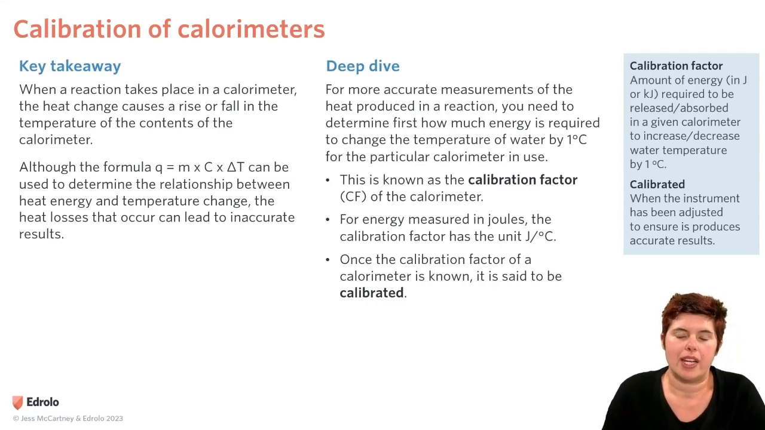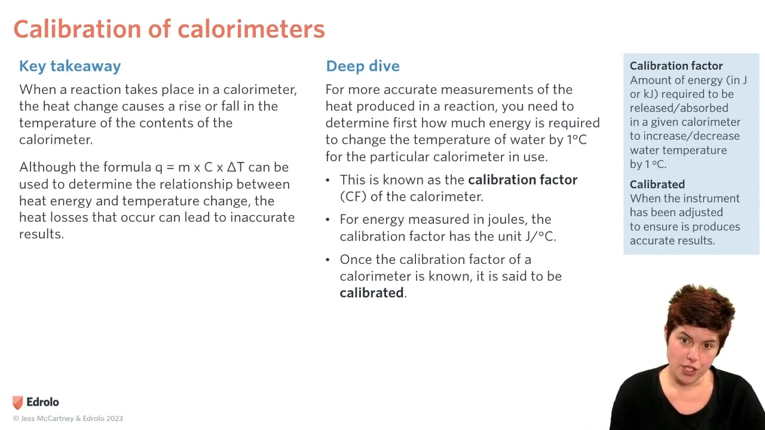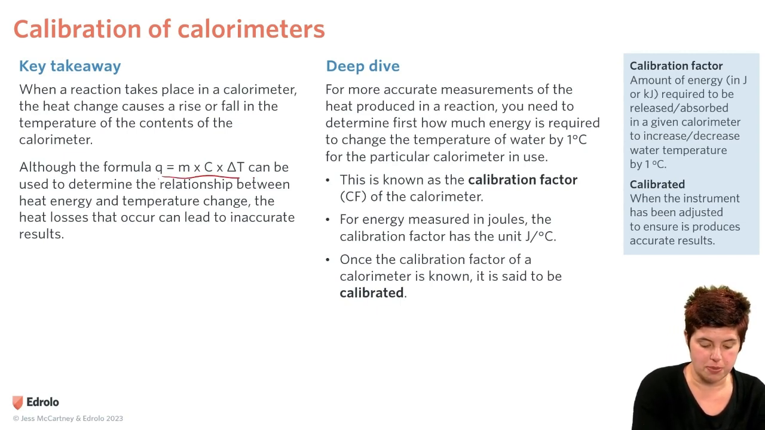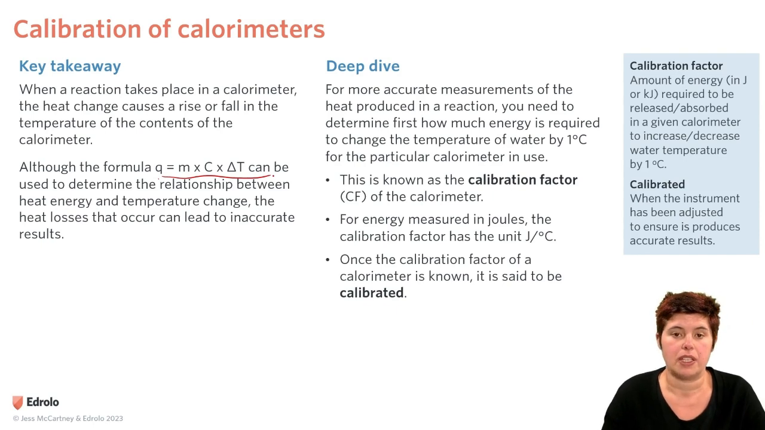When we're looking at an actual calorimeter, we can determine how much heat loss is occurring with that particular piece of equipment. This is really important for us to be able to determine the actual energy release from a fuel or a food. When we're thinking about the heat change, we normally use the formula with the specific heat capacity, but unless all that energy is going into the water, it's going to be inaccurate.